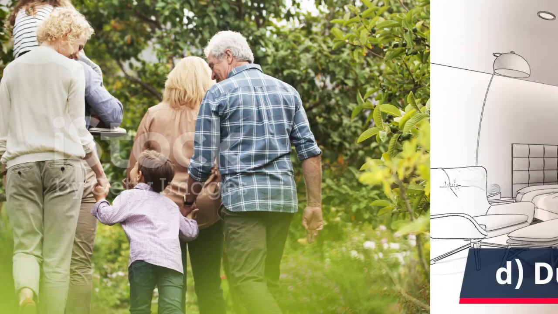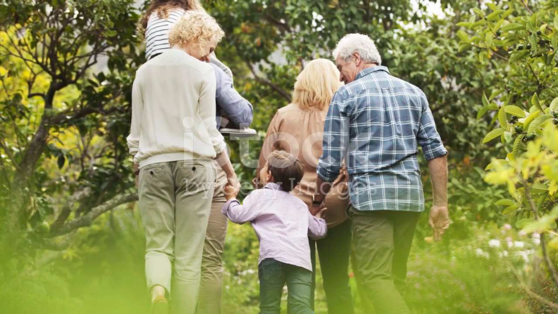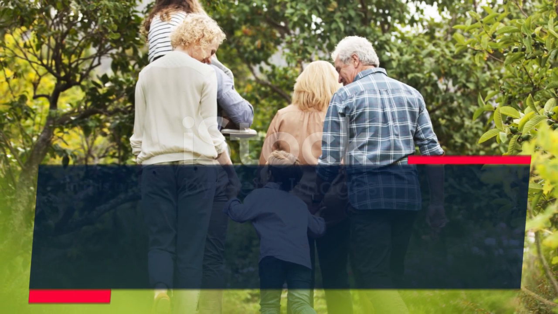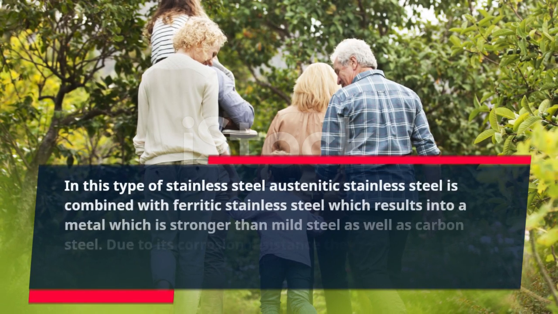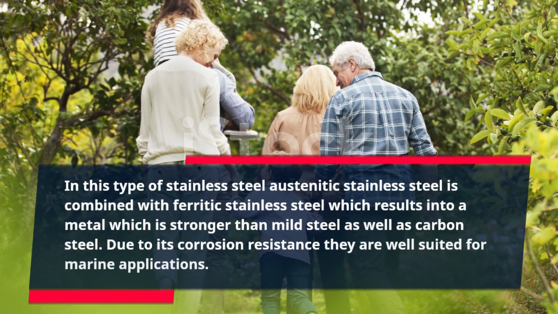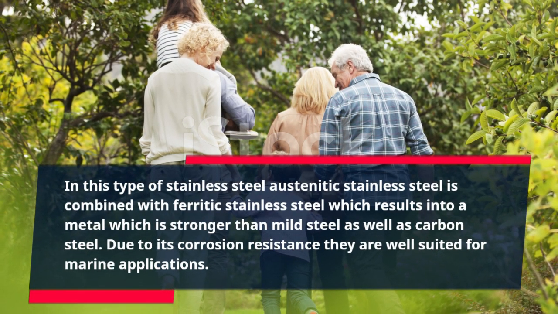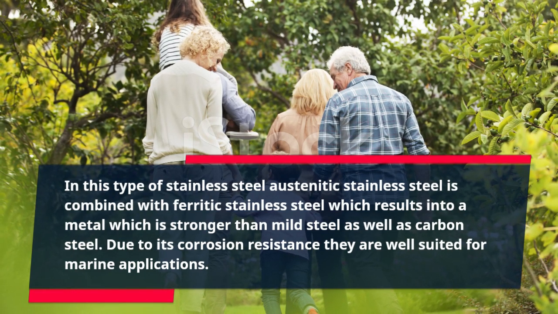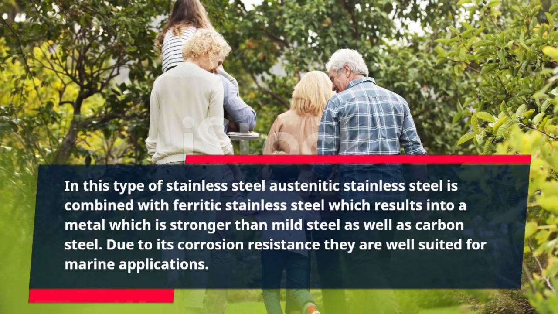D. Duplex. In this type of stainless steel, austenitic stainless steel is combined with ferritic stainless steel, which results into a metal which is stronger than mild steel as well as carbon steel. Due to its corrosion resistance they are well suited for marine applications.